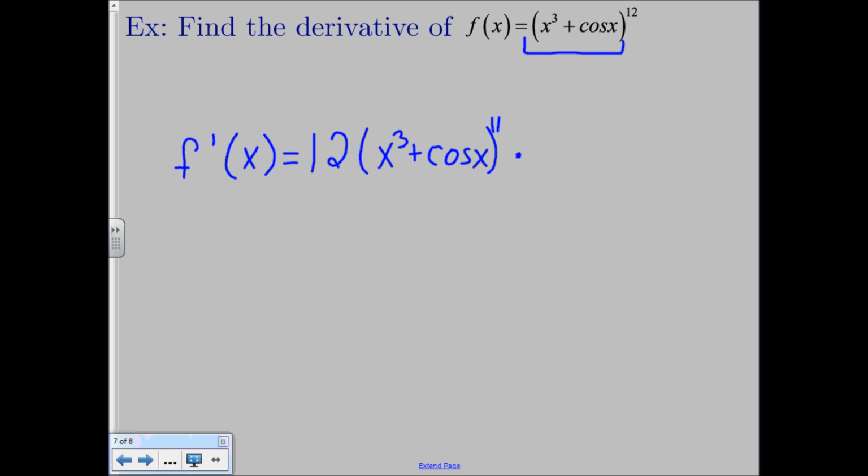So now all we have to do is multiply by the derivative of the inside of our function, so this thing right here. So using our power rule on x cubed, we're going to get 3x squared. And then we're going to have the derivative of cosine, which is just negative sine.